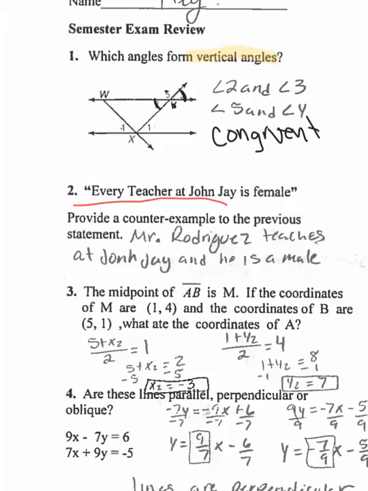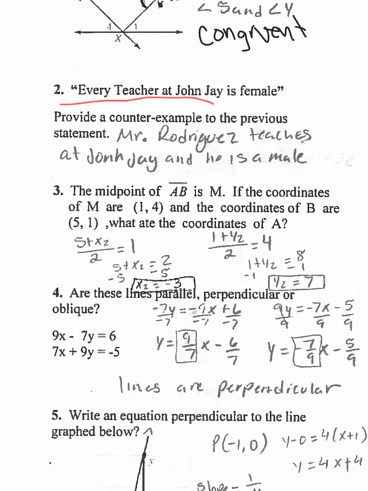So I am a teacher. Mr. Rodriguez is a teacher at John Jay. That's true. But I'm not female, I'm male. Literally, you can name any male teacher at John Jay as a counterexample. It's just one example where this statement is not 100% true.